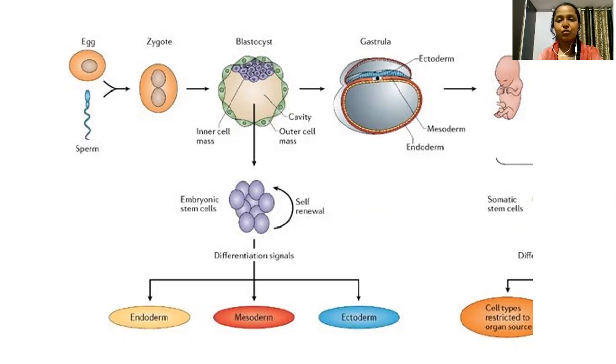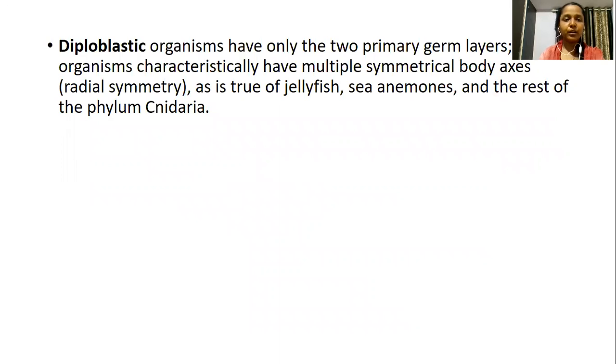During the gastrulation process, there will be the formation of the dermal layers, that is the ectoderm, endoderm, and the mesoderm. Ultimately, those layers which form during gastrulation keep on dividing and ultimately form the fetus.